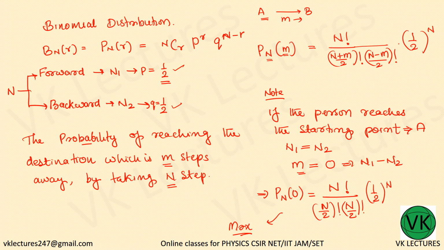And if P, the probability of taking the forward steps, is not equal to Q, the probability of taking the backward steps, then we must go with this formula, Bn of r equal to nCr p power r q power n minus r. So this will be the probability.